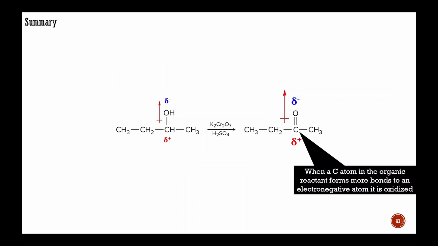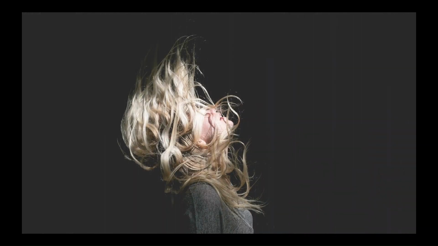Finally, we examined organic redox reactions, where the organic reactant is oxidized if at least one of its carbon atoms forms more bonds to oxygen or another electronegative element. Conversely, in a reduction reaction, a carbon atom in an organic molecule forms more bonds to hydrogen. In the concluding lecture of this module, I will introduce you to the most important functional groups found in organic molecules, and we will discuss their key properties.